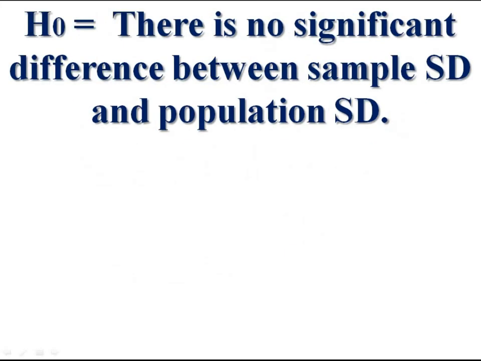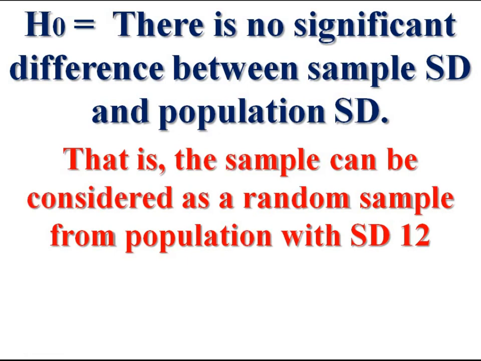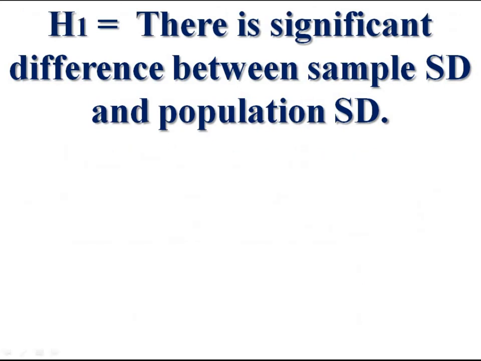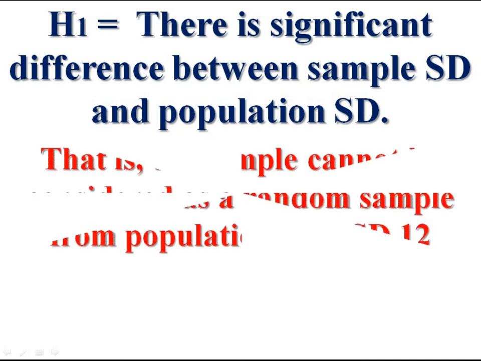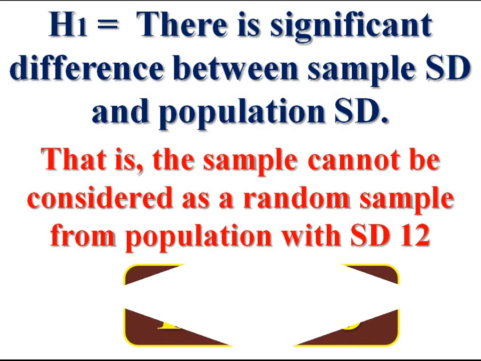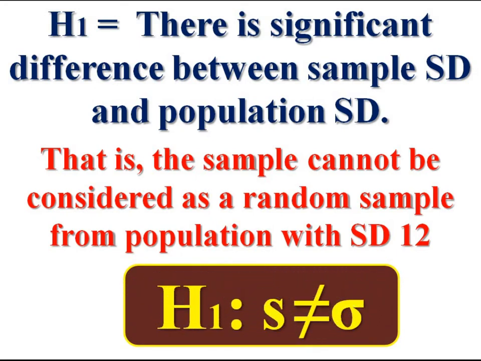Formulate null hypothesis. There is no significant difference between sample standard deviation and population standard deviation. It means the sample can be considered as a random sample from the population with standard deviation 12. H0: S is equal to sigma. Then alternative hypothesis. There is significant difference between sample standard deviation and population standard deviation. It means the sample cannot be considered as drawn from the population having standard deviation 12. H1: sigma is not equal to S.